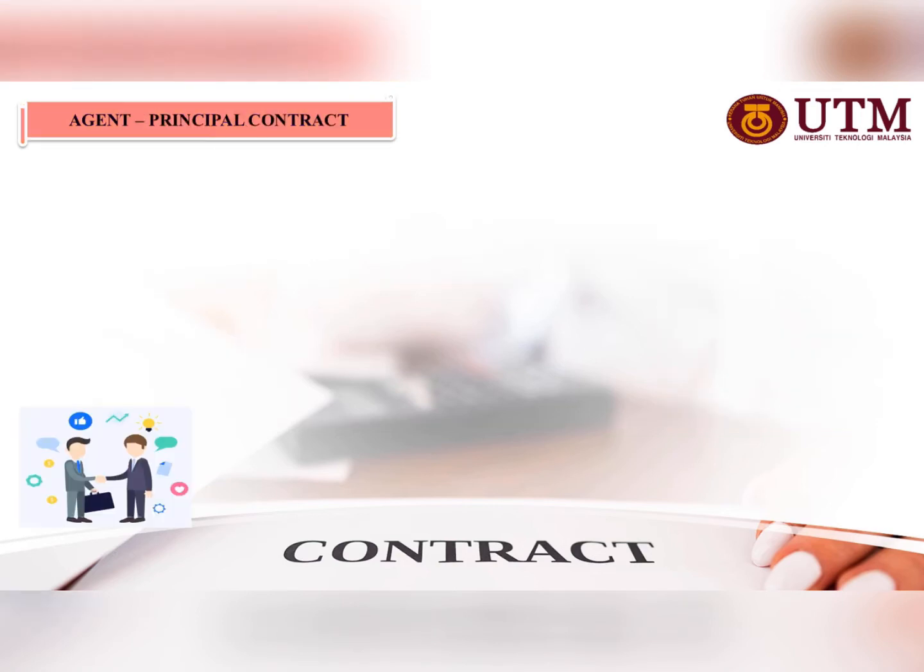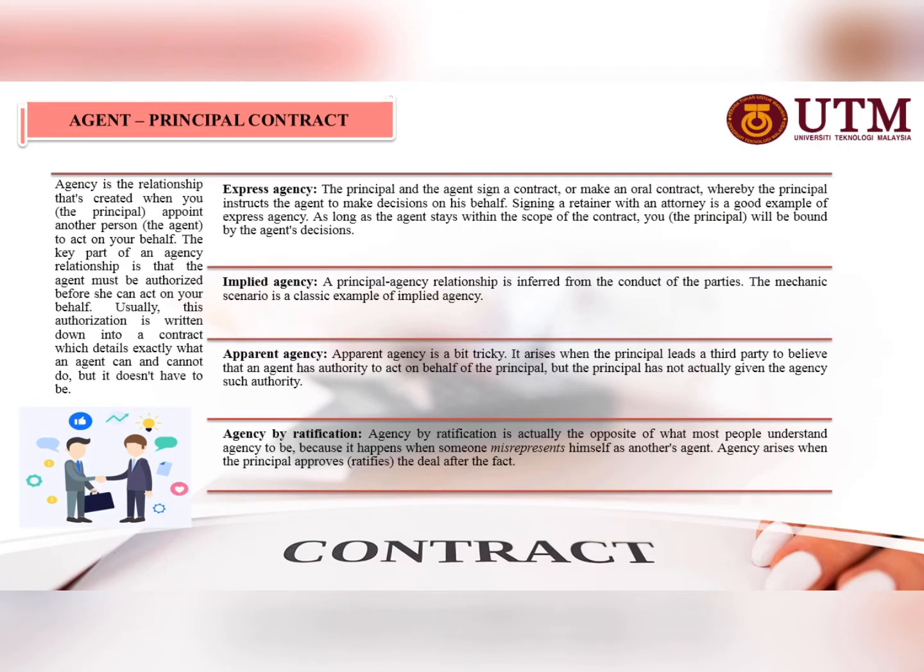There are only two forms of contracts that exist: the contract between an agent and principal, and the contract between a principal and third party. For the contract of agent and principal, the agency is the relationship that's created when the principal appoints another person called the agent to act on their behalf. The key part of an agency relationship is that the agent must be authorized before he or she can act on their behalf. Usually, this authorization is written down in a contract, which details exactly what an agent can and cannot do, but it doesn't have to be.